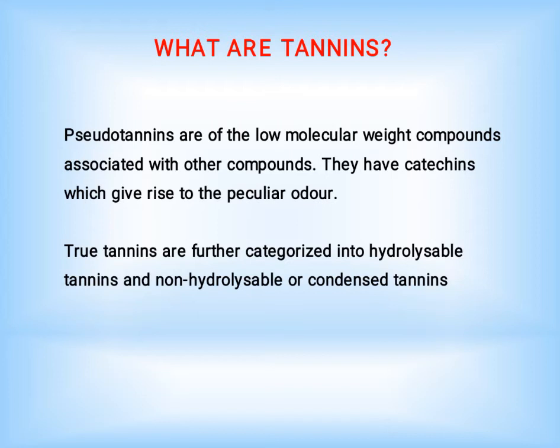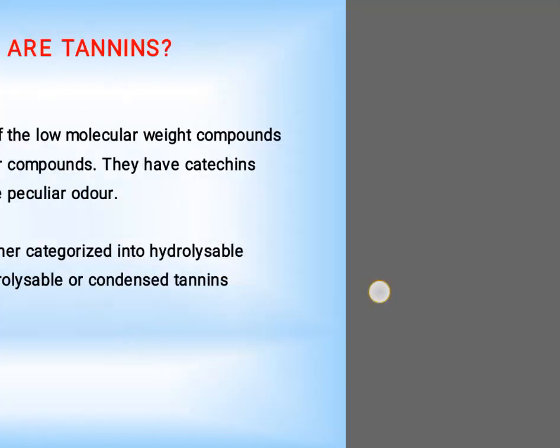True tannins are further categorized into hydrolyzable tannins and non-hydrolyzable tannins, also called condensed tannins. So basically two main types of tannins are there, pseudotannins and true tannins. In true tannins, again, there are two types, hydrolyzable tannins and non-hydrolyzable tannins, which are also called condensed tannins.